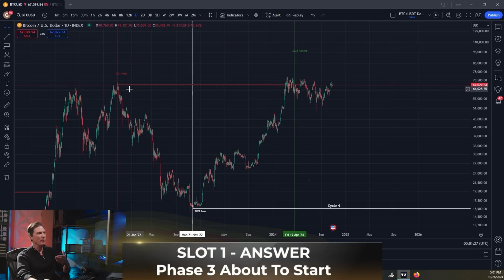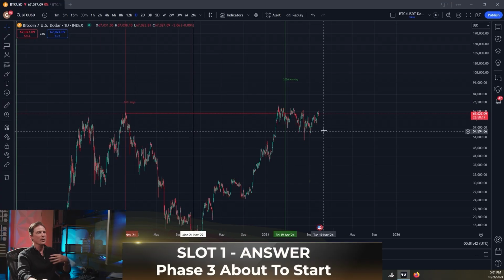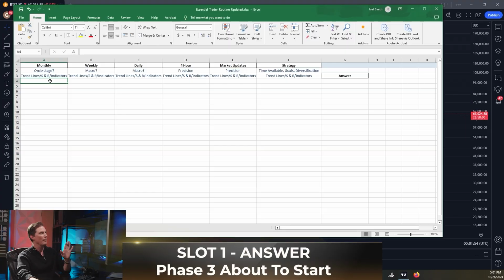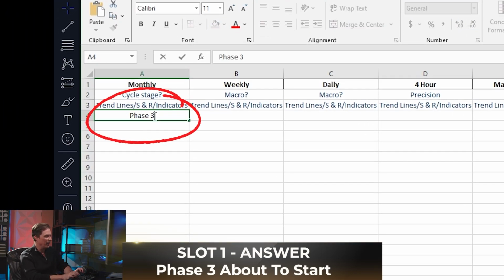Phase 3 starts when Bitcoin breaks out from its previous all-time high and just goes parabolic. And phase 4 is essentially the big crash for an entire year. It looks to me like phase 2 is coming to an end and phase 3 is about to start. That's an easy one. I'm just gonna go ahead and say phase 3 about to start.